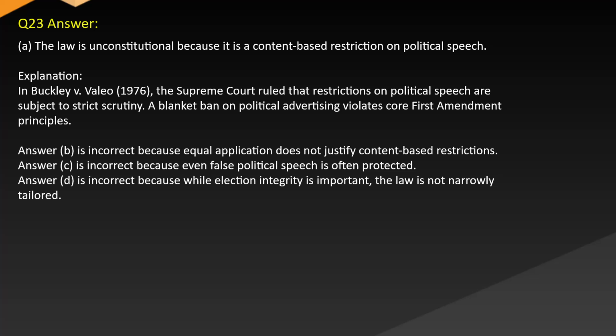Answer B is incorrect because equal application does not justify content-based restrictions. Answer C is incorrect because even false political speech is often protected. Answer D is incorrect because while election integrity is important, the law is not narrowly tailored.